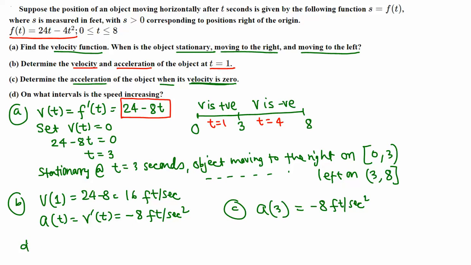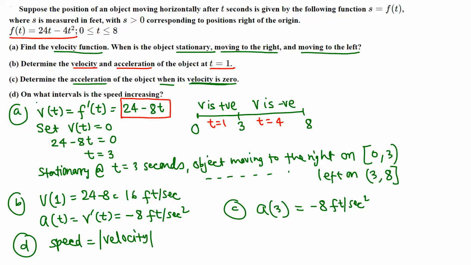Part D. On what interval is the speed increasing? Speed is the absolute value of velocity, because speed is always positive. Velocity can be negative or positive. When something is moving to the right, velocity is positive. Something moving to the left or backward has negative velocity. But speed is always positive. So speed is in fact the absolute value of velocity.